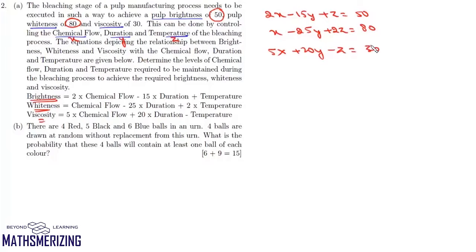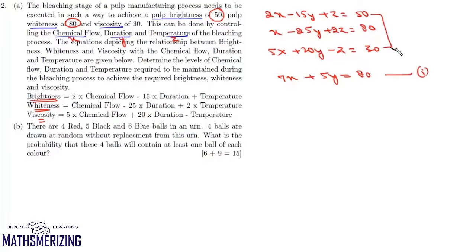Now we need to find the values of x, y and z. So first we'll add these two equations. So we'll add them, we'll get 7x plus 5y, and it is equal to 80, and that's our first equation.